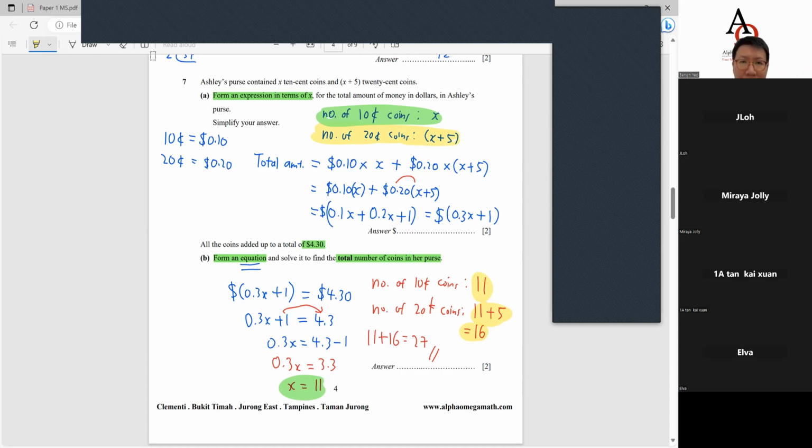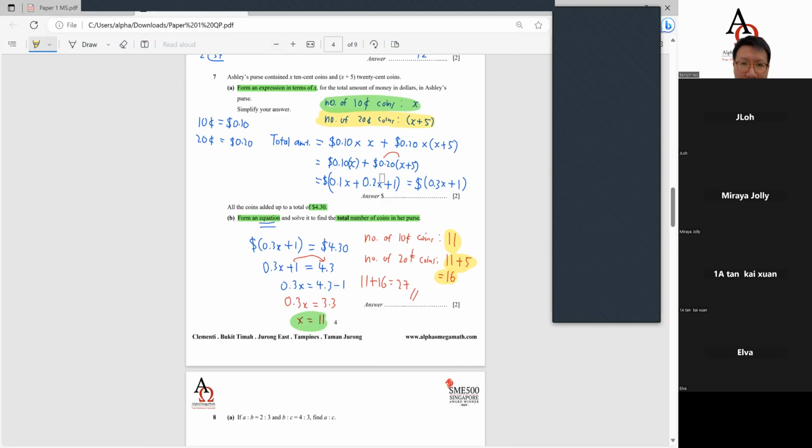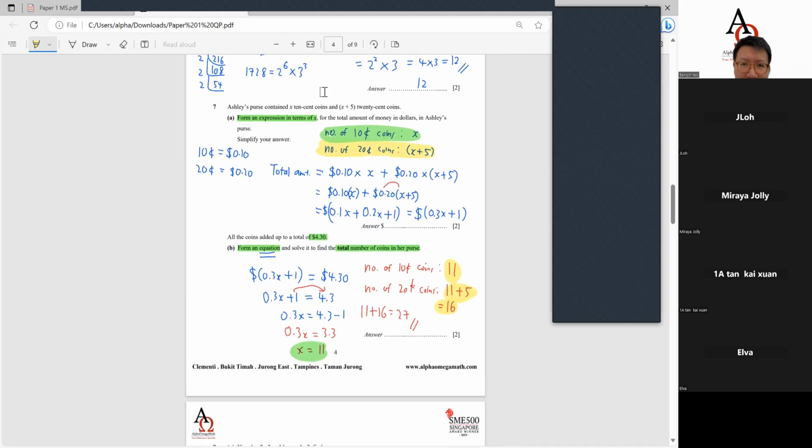All right, let me zoom out so you can copy down what you need for this section before we carry on. Okay, one minute, copy down what you need.